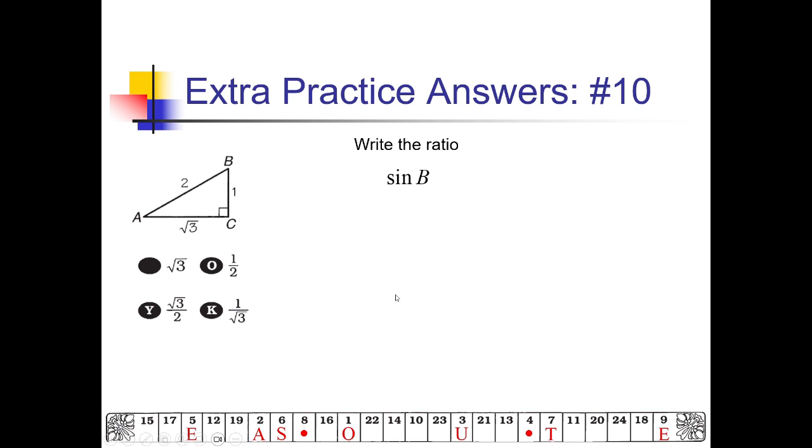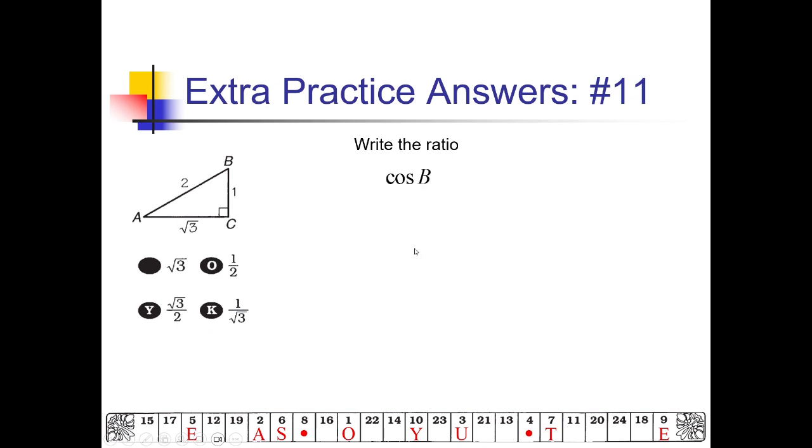For the next 3 problems, we're going to recycle that last triangle and now do everything from angle B's perspective. So we've got sine of B, opposite over hypotenuse. So now the opposite side is going to be radical 3, and the hypotenuse is still 2. So root 3 over 2 gives me Y. For number 10, 10 is right there, so there's a Y.